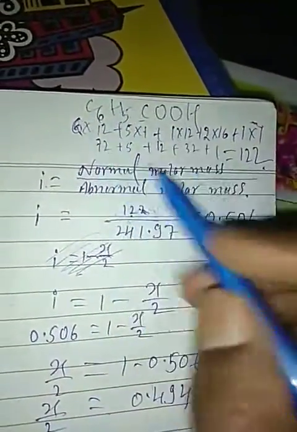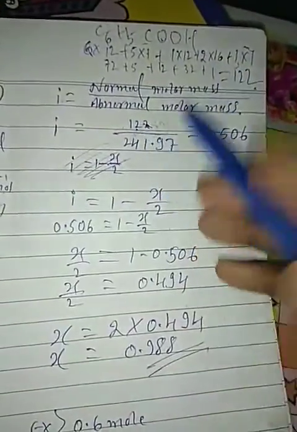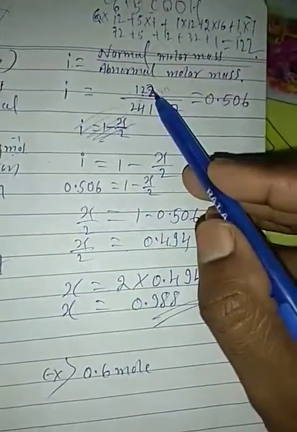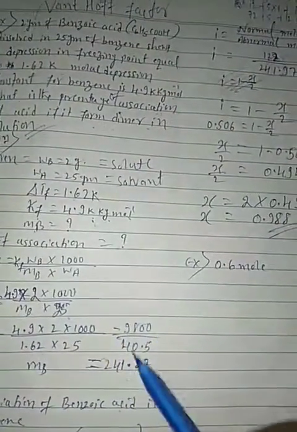If we calculate molar mass by using the formula, then it becomes 122, students. Right, students? It is 122. But actually, how much did we get in this example? We got 241.97.